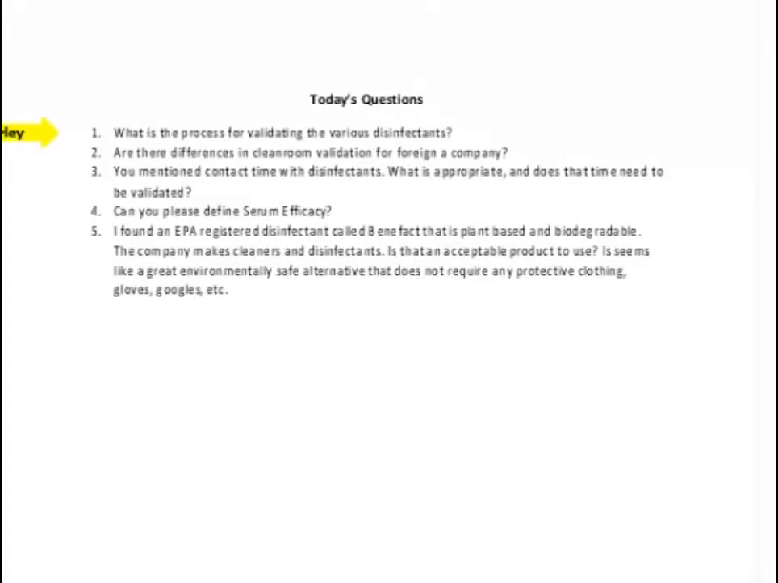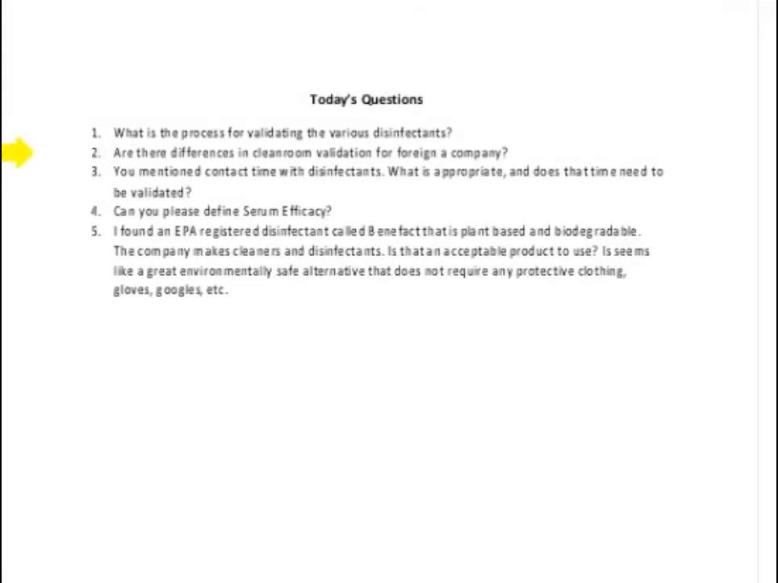Yeah, because I guess there's more to that question. I would want to ask more questions as to what is the process for validating the various disinfectants. Basically, you do lab testing and then you try it in your facility and you see which one is more effective, to make it a simple answer. But there's a lot that goes into it.